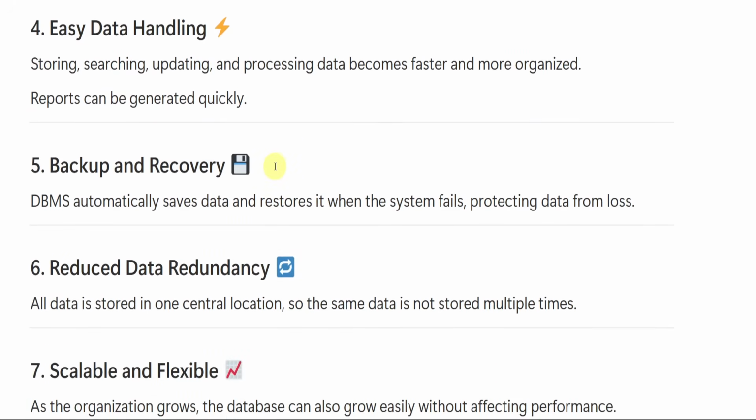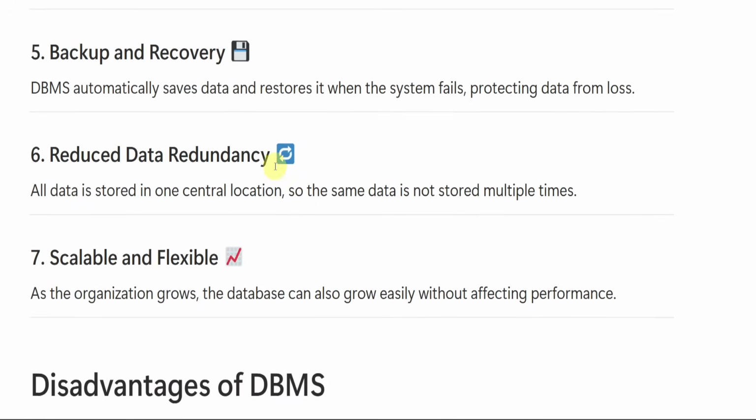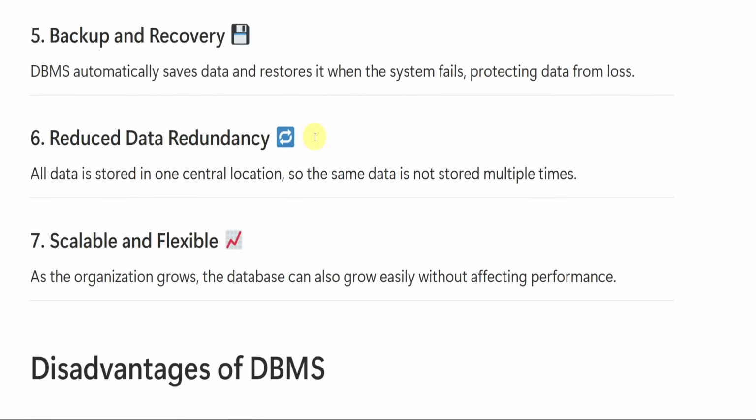Backup and recovery. DBMS automatically saves the data and also restores it if the system crashes. Even after a power cut, data is safe. Even if the electricity goes, the data stays safe, it doesn't get lost or disappear.